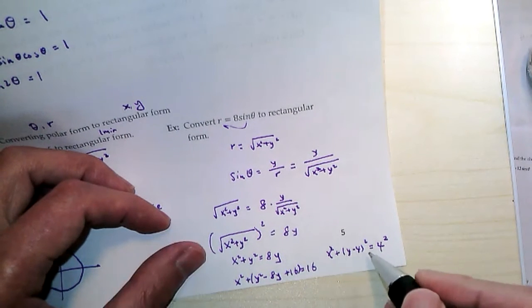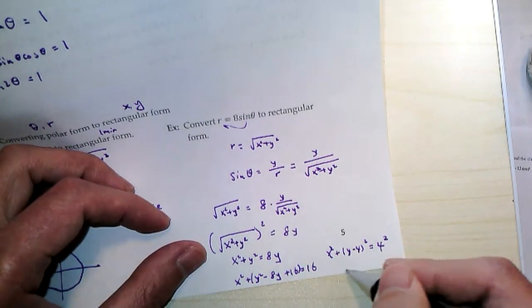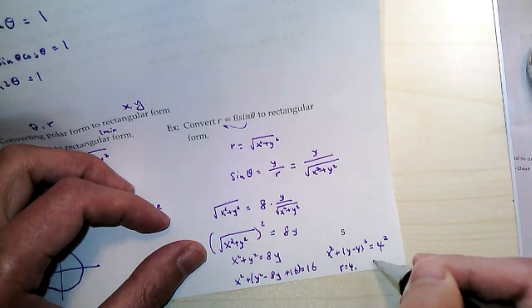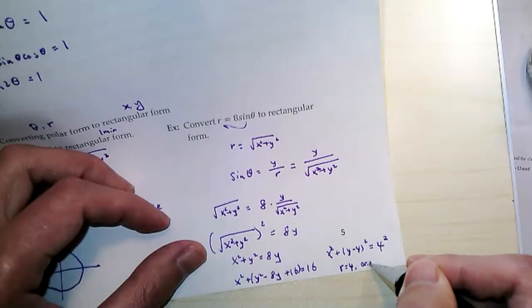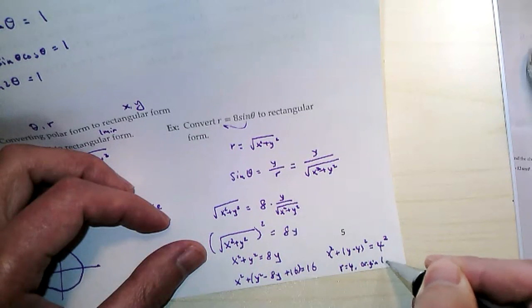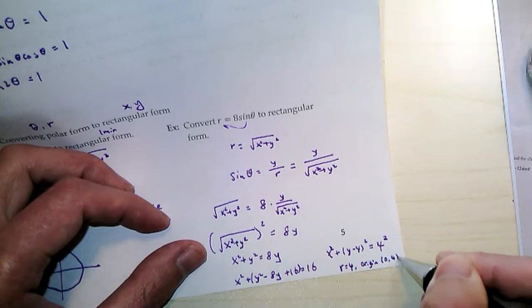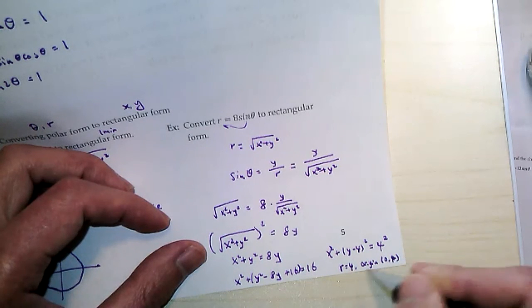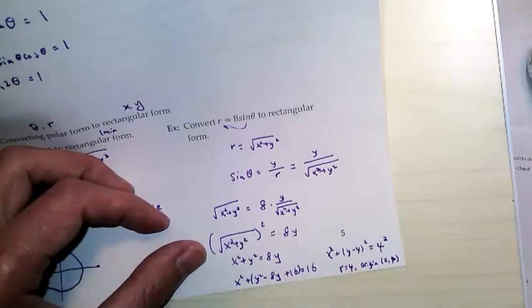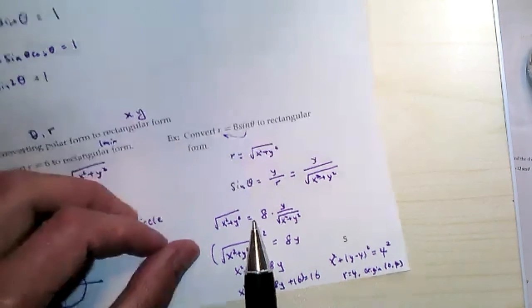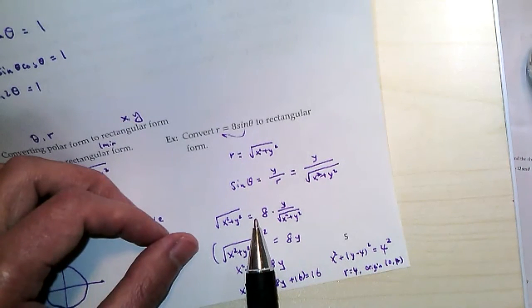And this is a circle with radius 4 and origin (0, 4). This is a circle. That's it. Anyone has any question?